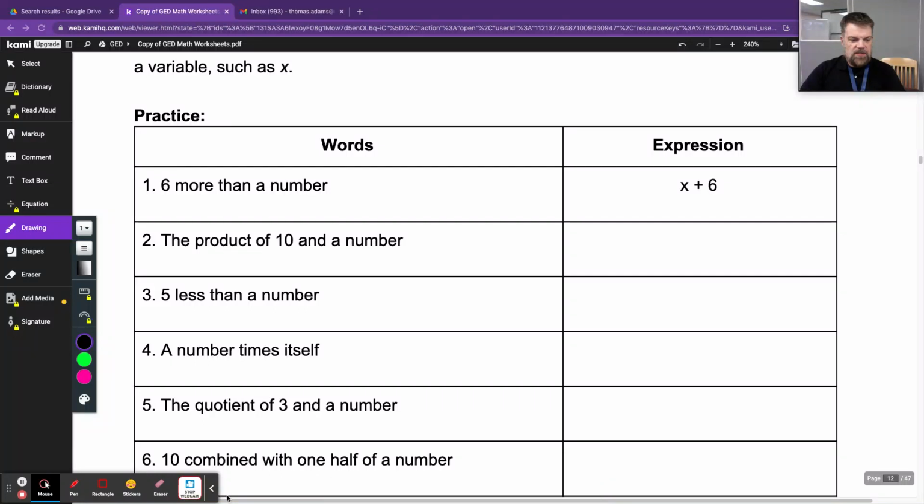Right, so to do this, basically, when you see the word product, it means to multiply. So it's really the answer to a multiplication problem. You should be writing this down.